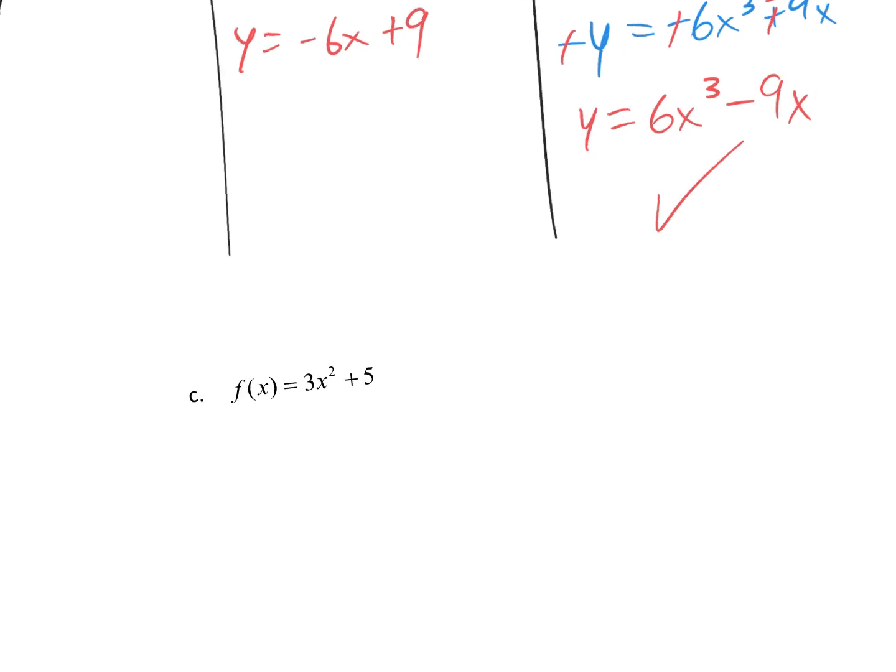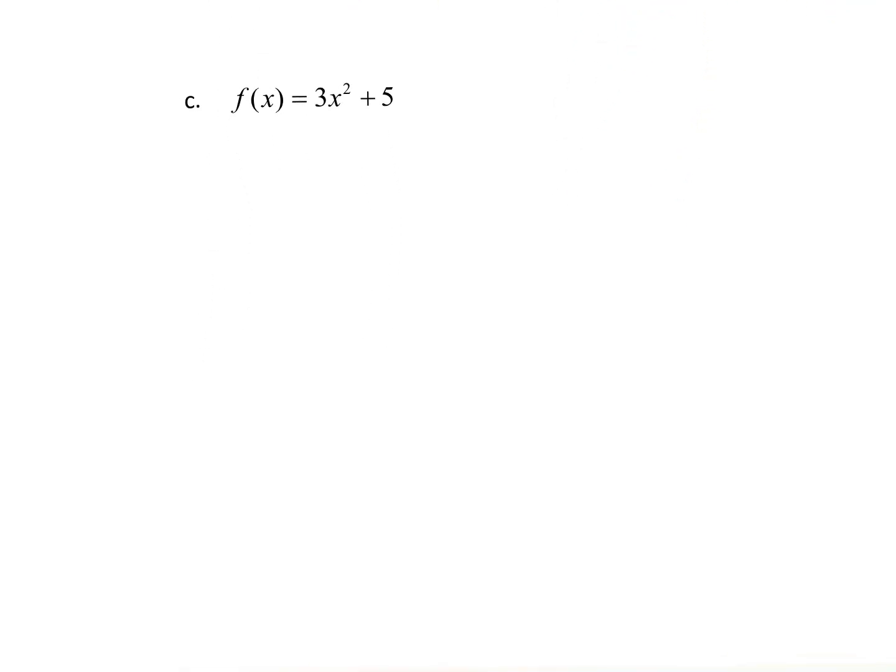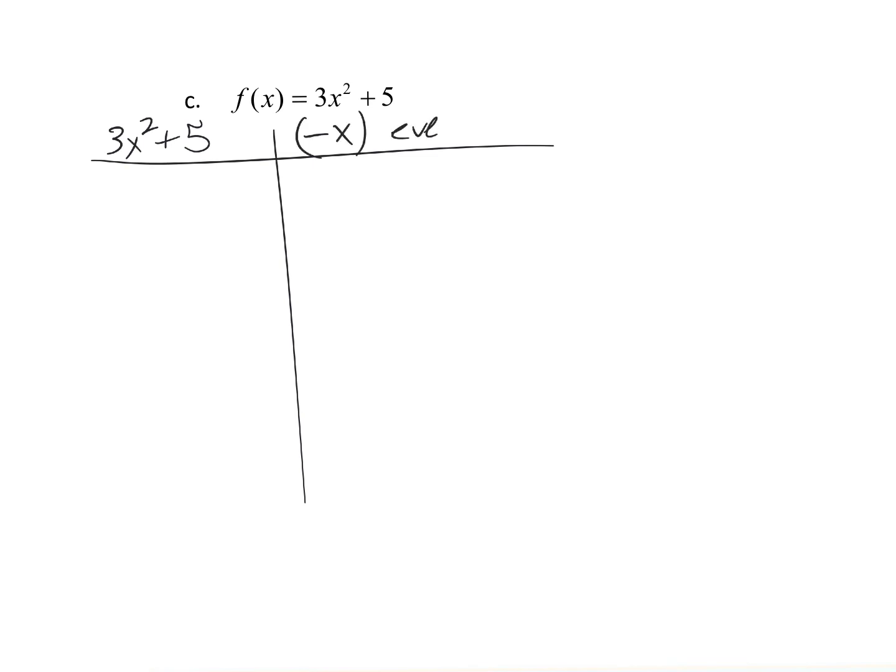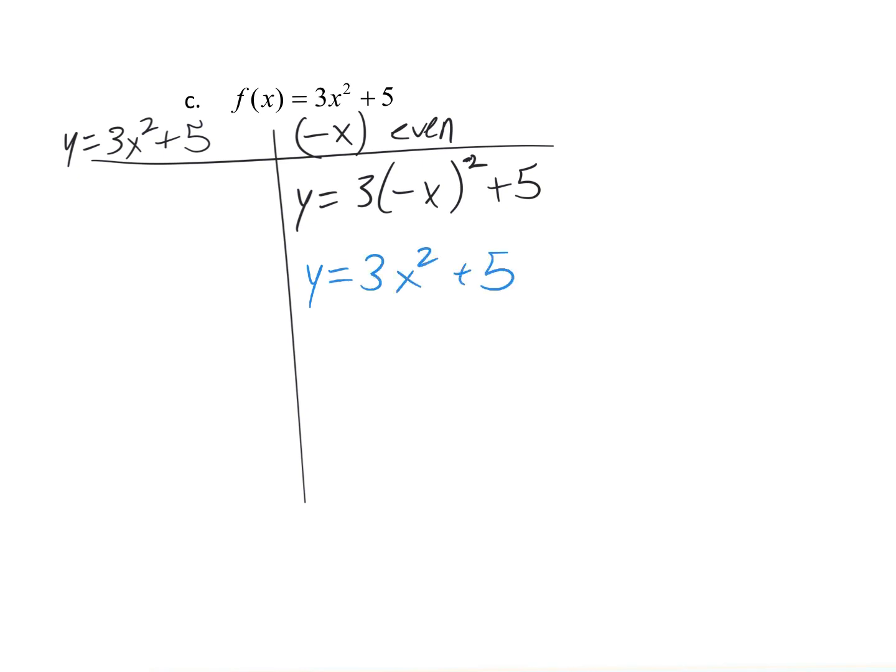So let's take a look at this next one down here. So again, 3x squared plus 5. That's my original. We're going to see if we can match to that. So we're going to plug in negative x first. That's if my function is even. So y equals 3 negative x squared plus 5. Okay, and let's go ahead and simplify this down. So of course, the square is going to cancel my negative. Y equals 3x squared plus 5. And you can see, hey, that is in fact the original equation. So this looks to be an even function.